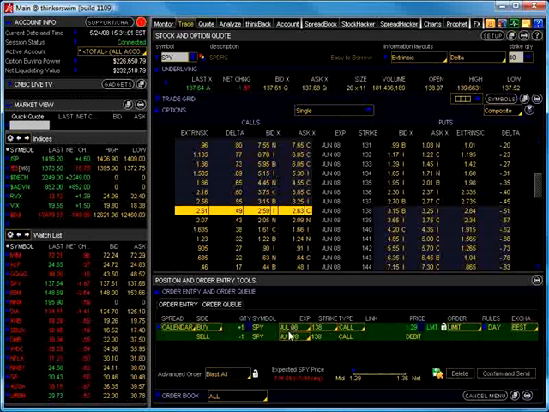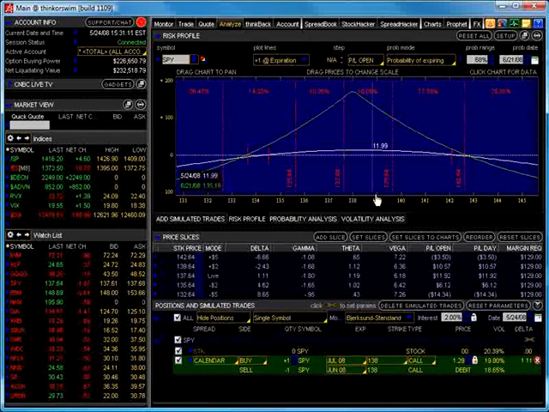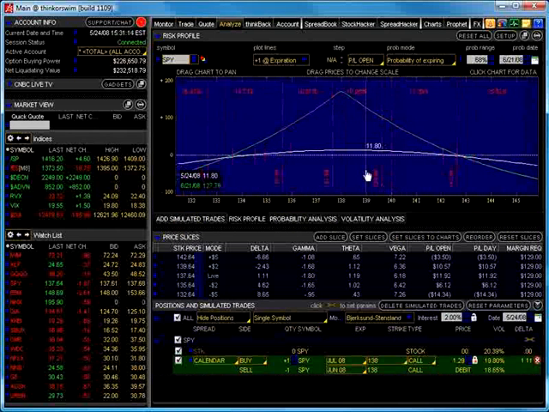Now, the price for this calendar spread is $1.29. Let's go over to the Analyze tab. And you can see that the graph is identical to the one that we had before, in which we were purchasing the back month option in July and selling the front month option in June. The only difference is that we can enter this order as a spread order so that it will be filled at the exact same time.